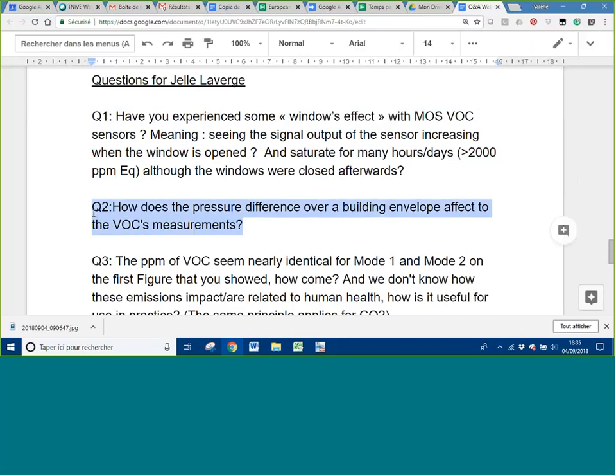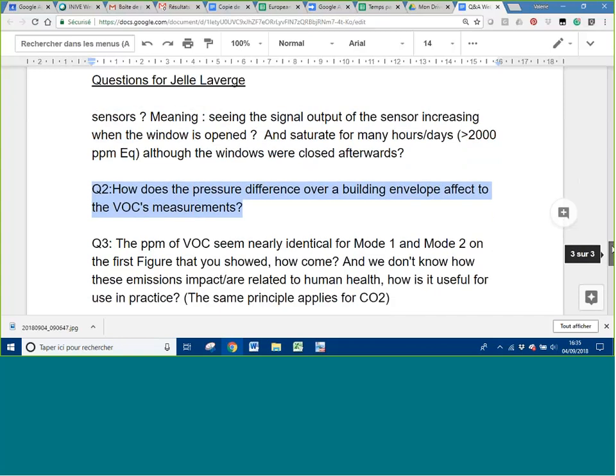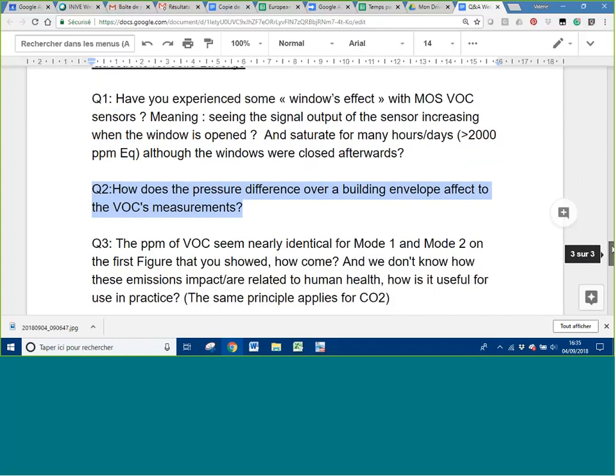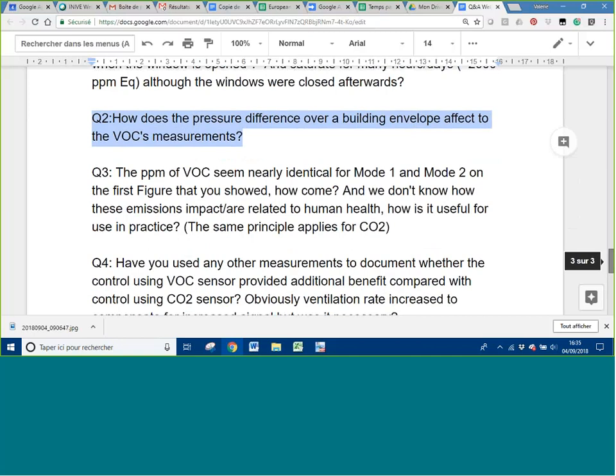Okay. How does the pressure difference over a building envelope affect the VOC measurements? That's an interesting question. Again, we did not do a continuous pressure difference measurement in these dwellings, and the only intervention was on the ventilation unit. So I don't have any data on that.